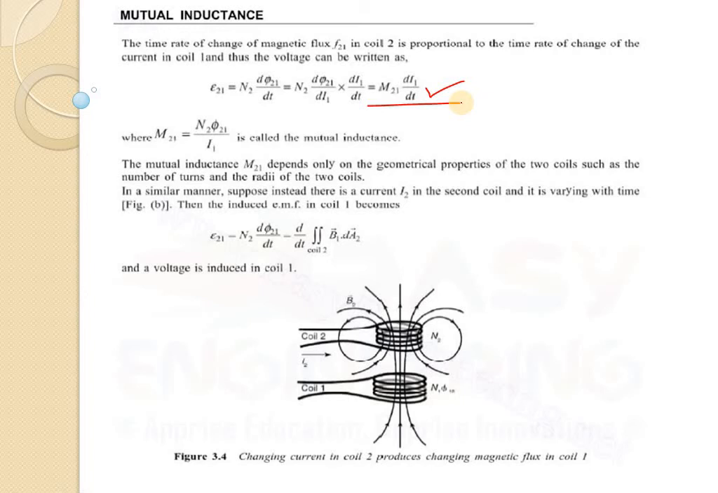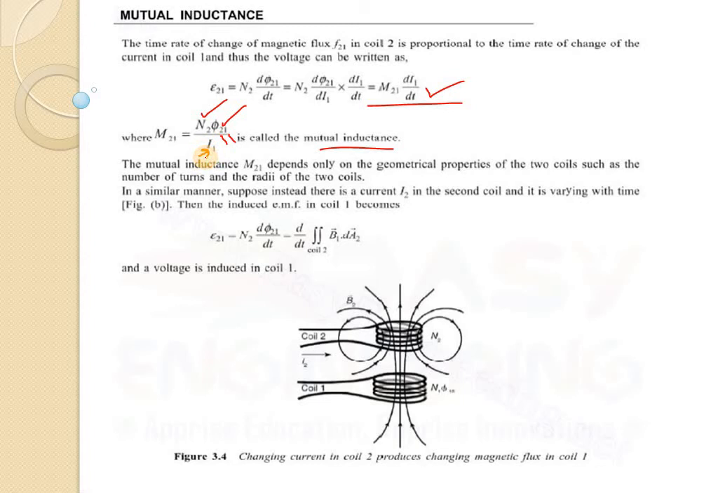Basically M21 is the mutual inductance, and it is represented as N2, the number of turns of the second coil, times phi 21, the flux linked by the second coil due to the first coil, divided by the current of the first coil.